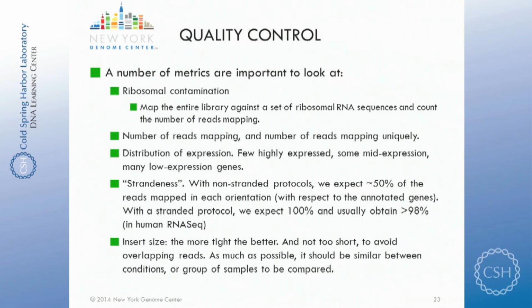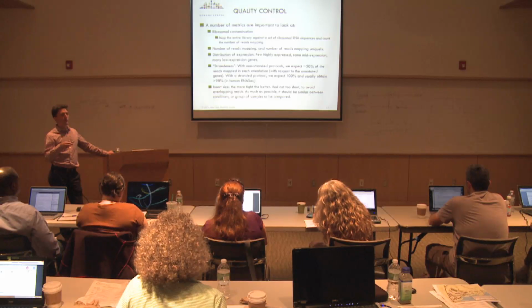Strandedness. So here, I heard... go on. I missed the point. I don't understand how the distribution of expression serves as a measure of quality control. What you're kind of saying is, this is what you expect. So if no genes are highly expressed... Okay, so there are expectations built into this. Yeah.